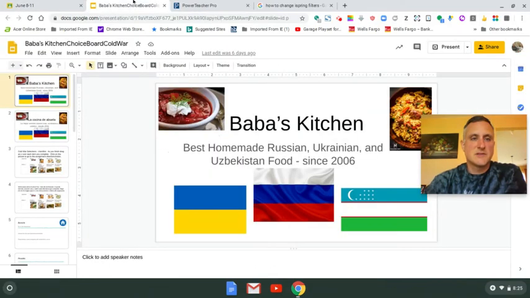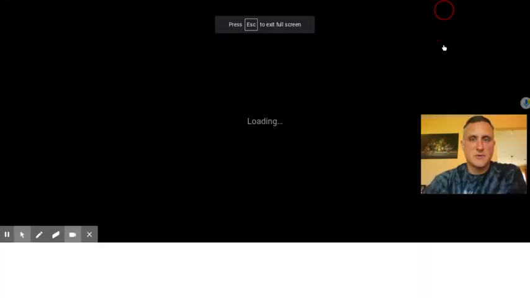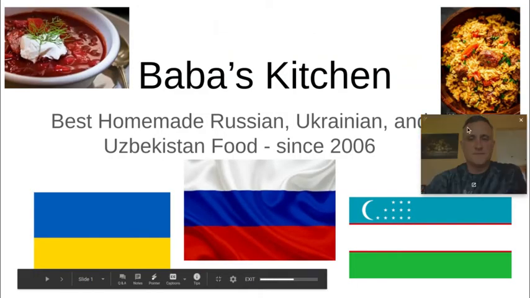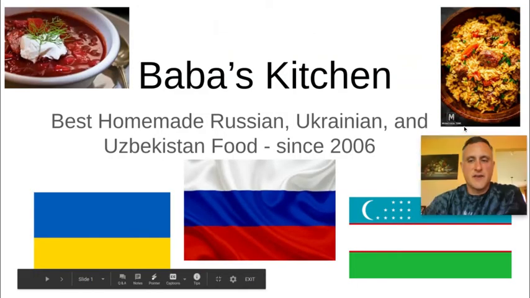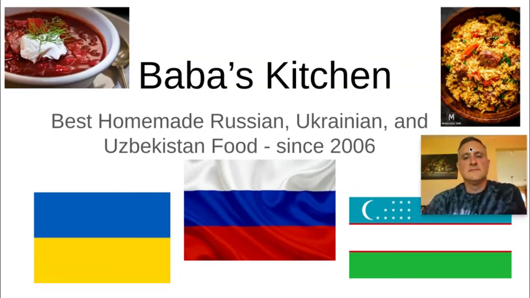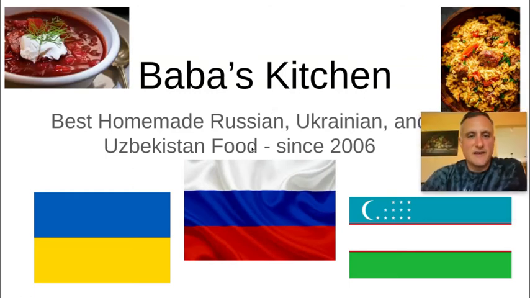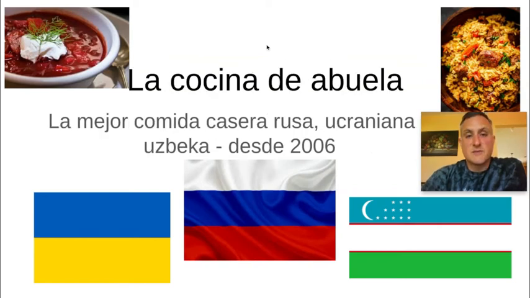I'm going to show you. So this slideshow is where you run out of. Everything goes through here. If I present this, it makes more sense. It just looks like weirdness if you don't present this. All right. Baba's Kitchen is like a fake restaurant, right? With the flags of Ukraine, Russia, and I believe that's Bulgaria down there. So the idea is I did everything in Spanish too. La cocina de abuela, right? La mejor comida casera.